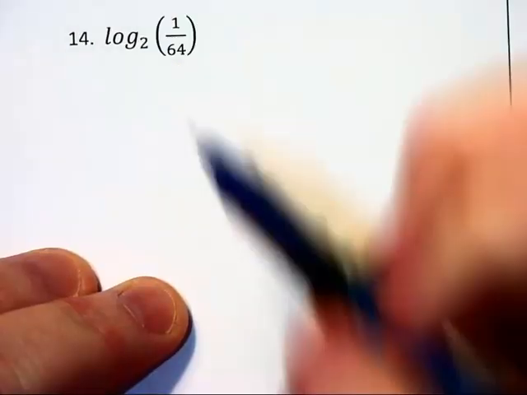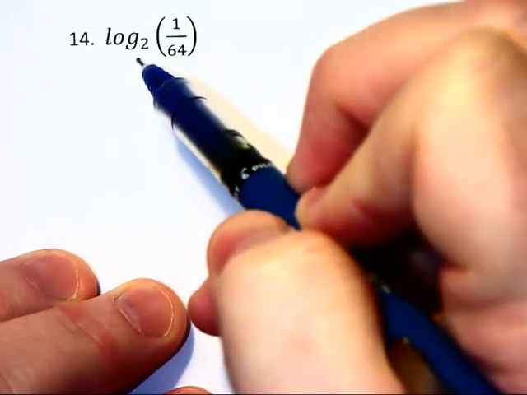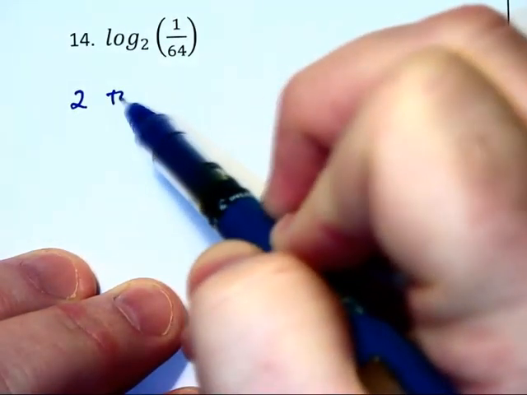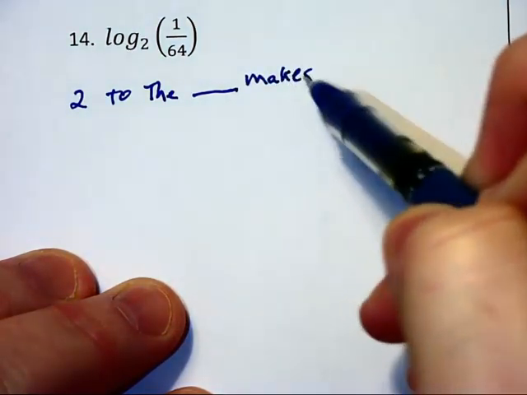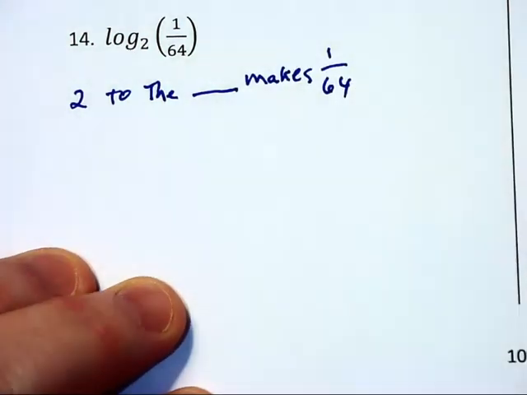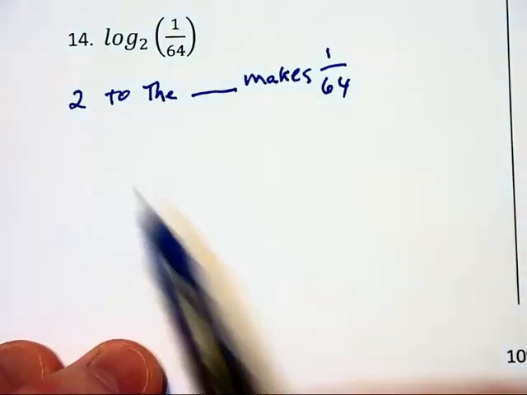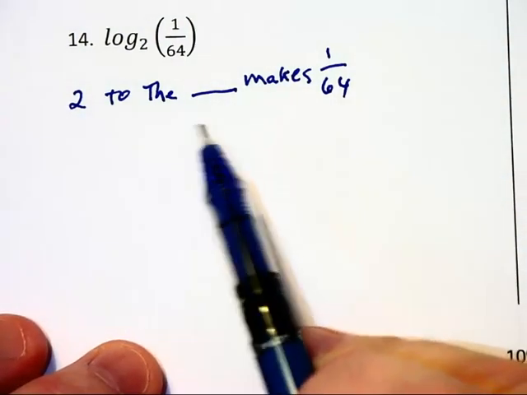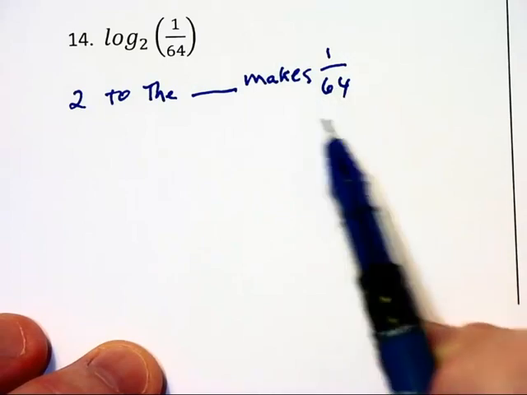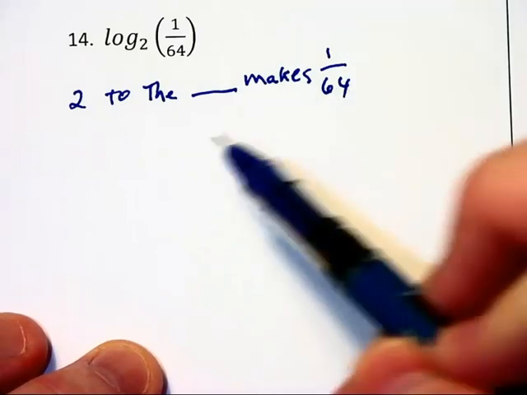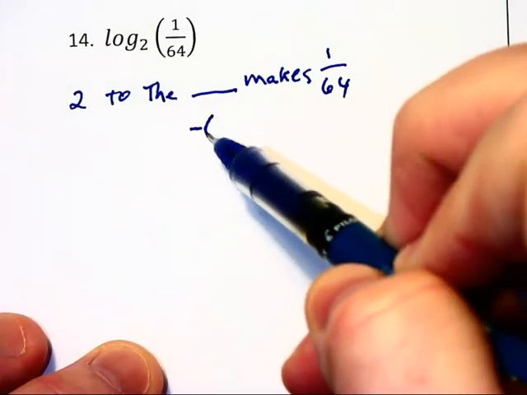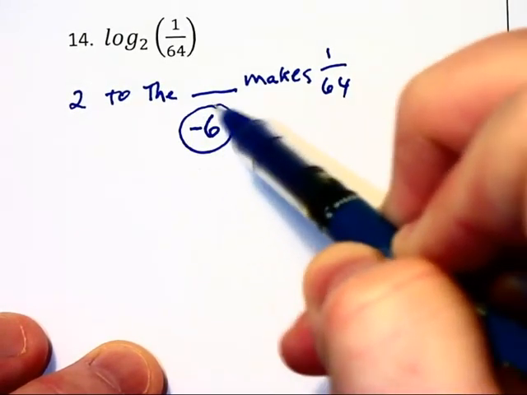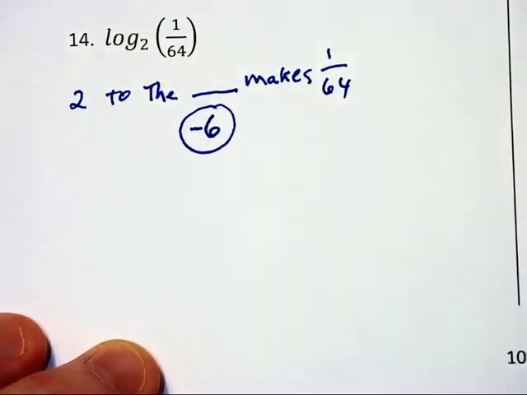In this final problem of this type, we're going to say base 2 to the what makes 1/64. Now this one may stretch your head a little bit. It's going to have to be a negative value to bring this 2 to the power down to the denominator, so we know our answer will be negative, and it turns out that 2 to the 6th is 64. So negative 6 will be the value of that logarithm.